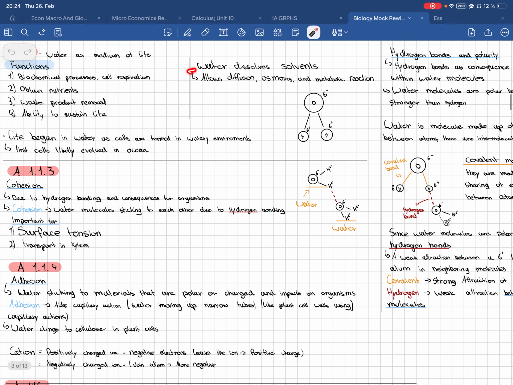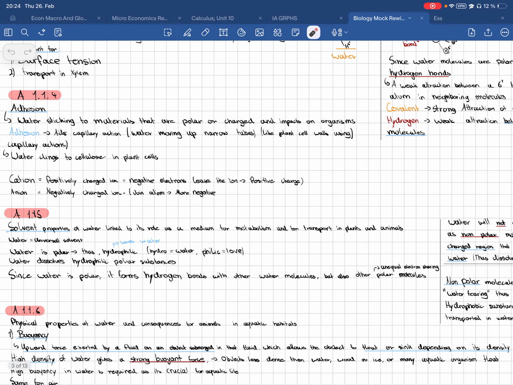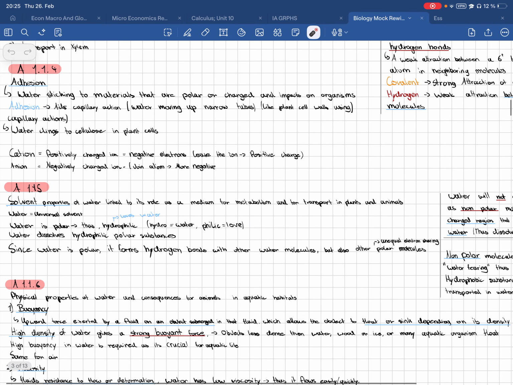Now, what I mentioned earlier about water dissolving solvents, I will talk about now. Water has solvent properties, and this is linked to its role as a medium for metabolism and for transport in plants and animals. Water is a universal solvent. This means it can dissolve many substances, especially polar and hydrophilic ones. For example, sugar and salt, when you mix them with water, you're aware of how they will dissolve, right? That is exactly what water dissolving solutes is. In this case, salt and sugar are the solutes.